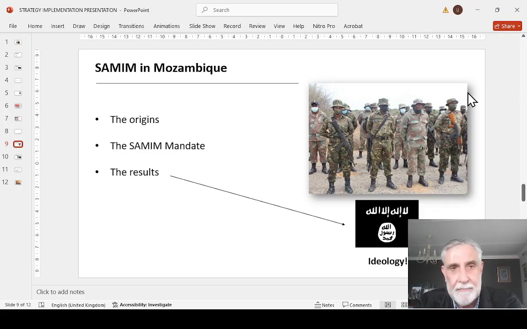Okay, moving along. SAMMIM in Mozambique, South African military mission in Mozambique. Now, let's talk about the origins here. Let's talk about ISIS in general. ISIS, as most of us know, is an offspring of Al-Qaeda. Now, in 2004, al-Zarqawi, who was then in charge, established AQI, Al-Qaeda in Iraq.